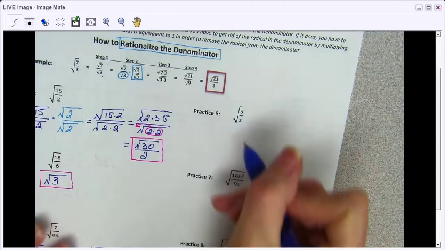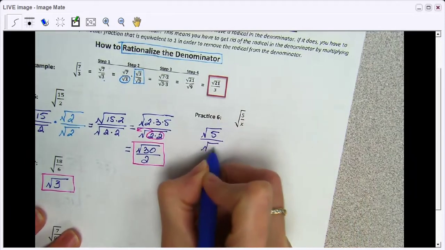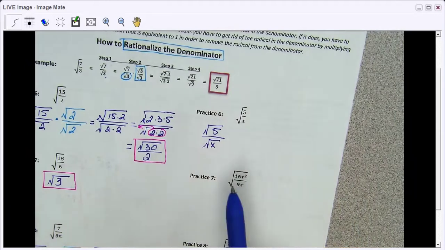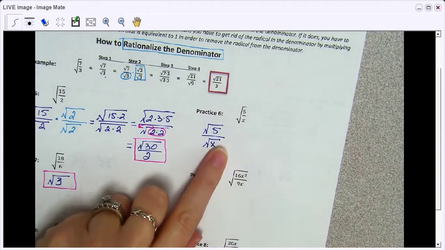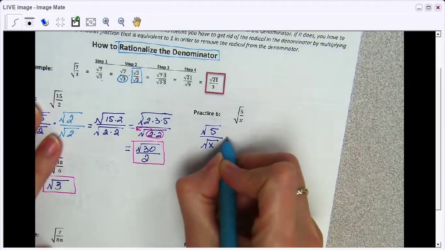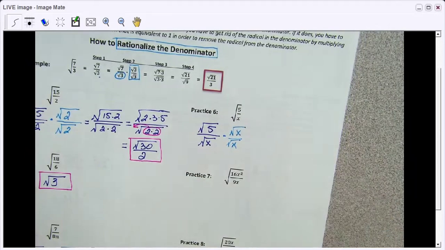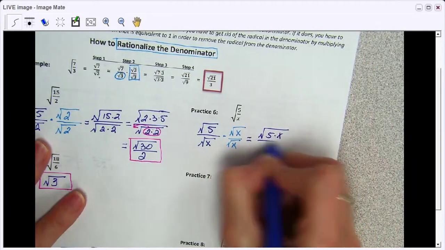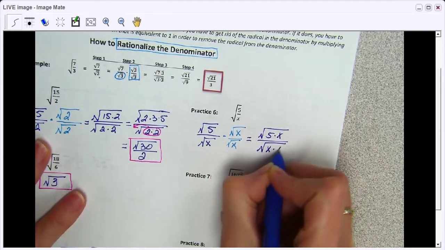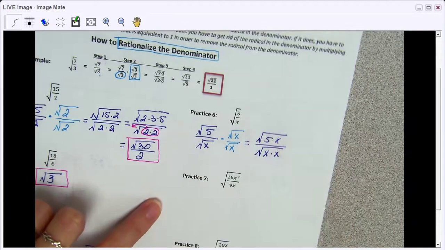So I'm going to rewrite this as the square root of 5 over the square root of x. We have a square root on the bottom, and we cannot have that. So I'm going to rationalize it by multiplying the top and the bottom by the square root of x. Okay. And when I do that, I get the square root of 5 times x and the square root of x times x. In the top, there is nothing to pair together.